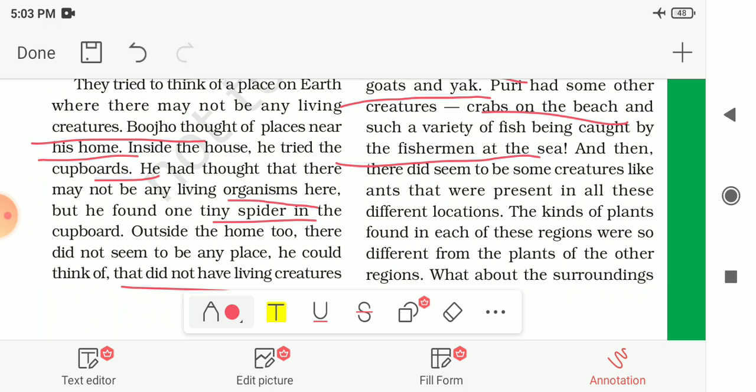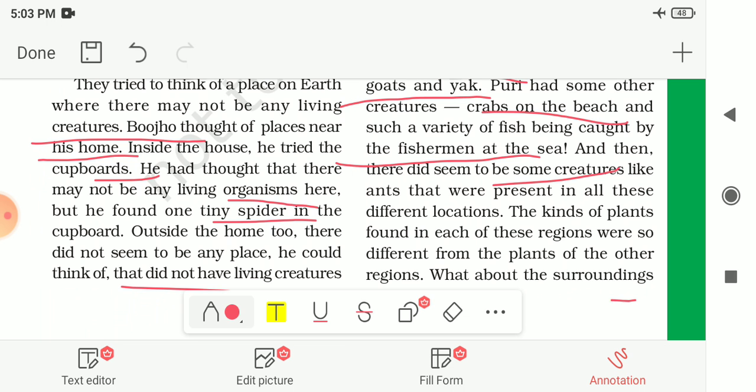These different places have different kinds of creatures: deserts have camels, mountains have goats and yaks, and sea areas or beaches have crabs and fishes. And there did seem to be some creatures, like ants, that were present in all these different locations.